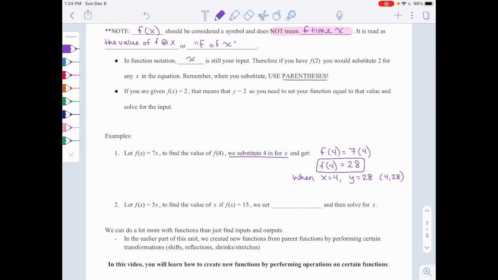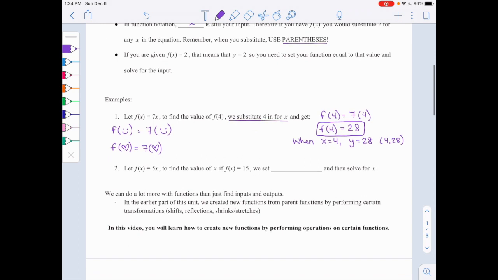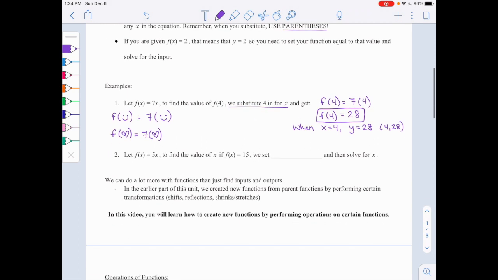And I can put anything into a function. If you're not understanding that, I can ask you what f of smiley face is, and it would just be 7 times smiley face. I can ask you what f of heart is, and I would get 7 times heart. I can sub anything in for my function notation, for my input.